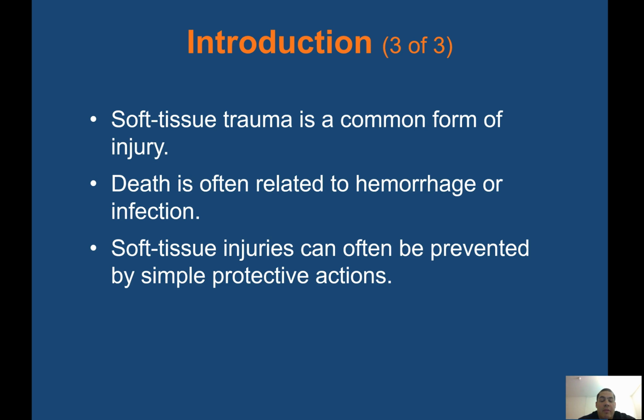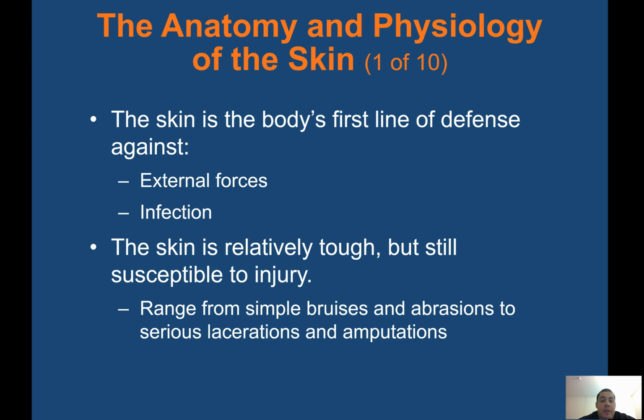Soft tissue trauma is a common form of injury. Death is often related to hemorrhage or infection, such as sepsis. Soft tissue injuries can often be prevented by simple protective actions. The anatomy and physiology of the skin. The skin is the body's first line of defense against external forces, infection. It's a good thing to remember that. That's probably going to be a test question.